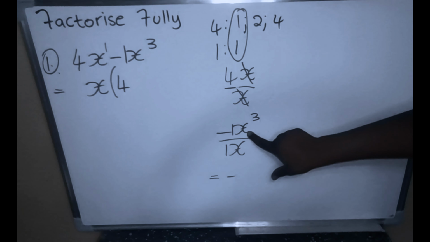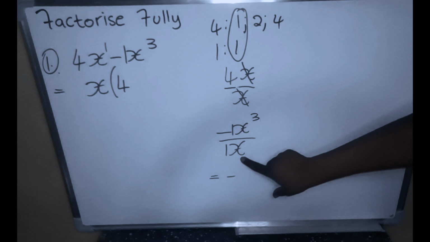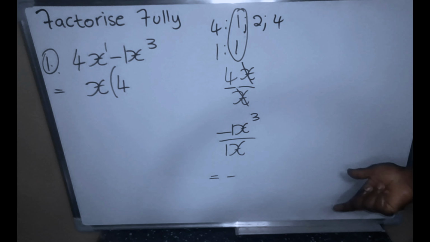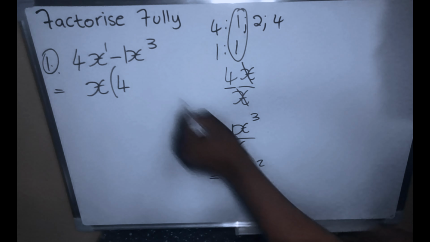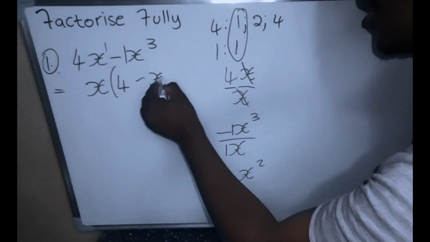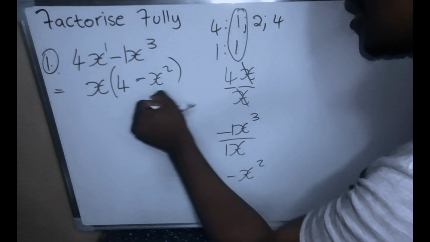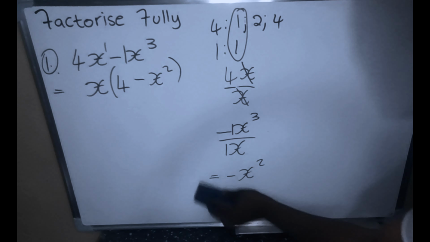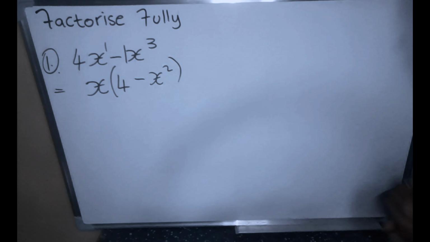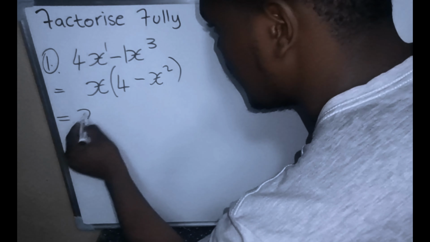Invisible. Now, x to the power 3 divided by x to the power 1. Same base, subtract the exponents. Therefore, 3 minus 1 is x squared. Now, I'm going to write negative x squared here. Are we clear, guys? We are not done. Now, remember, you must factorize fully. We're not done with this one, okay?